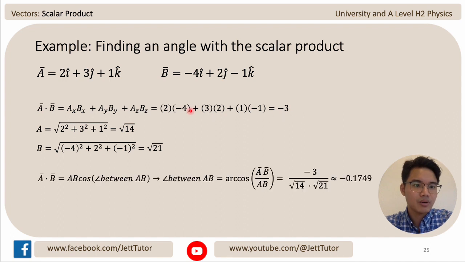And then the other definition of the dot product is A bar dot B bar equals AB cosine of the angle between A and B. So the angle between A and B is the arccos of A bar dot B bar over AB, which is approximately minus 0.1749, and the angle between A and B is about 100 degrees.